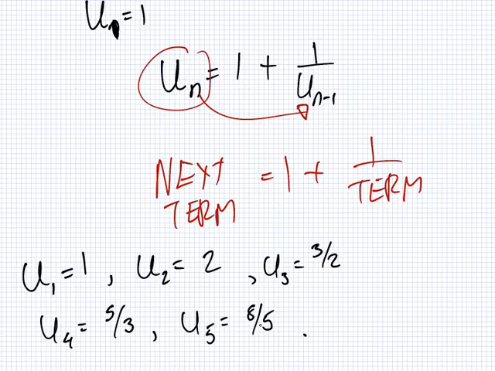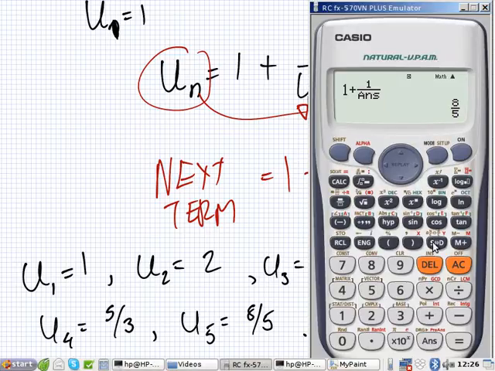Isn't it answer minus 1? No. This is un minus 1, which means the previous term. It's not un, it's this. It's a different thing. Now, look here. Next term, 13 over 8, 21 over 13.